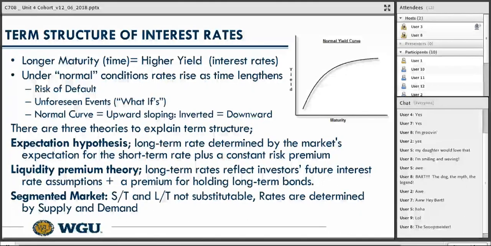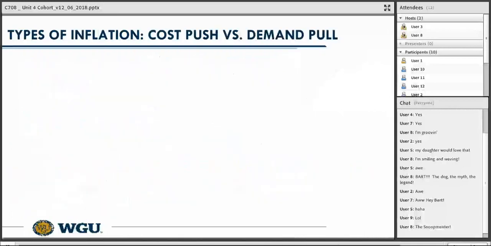Finally, there's the segmented market theorists who say, you know what, there's no real relationship. Rates are simply determined by supply and demand. The person or the institution who needs 3-month debt or 9-month debt or 1-year debt is vastly different than those who are looking at 20 and 30-year debt. They're not substitutable. It's simply the supply and demand for those particular maturities that determines what the rates are.